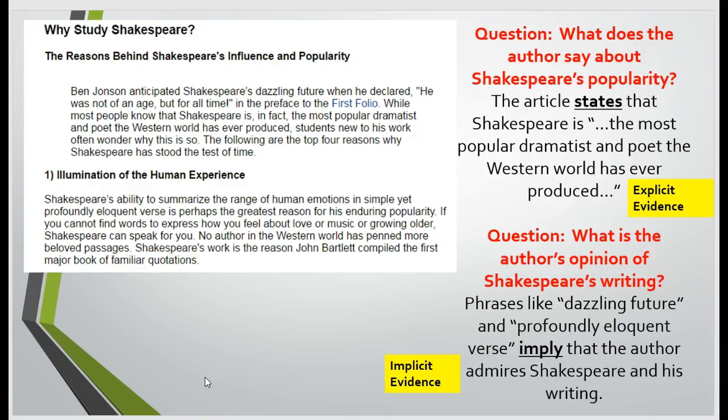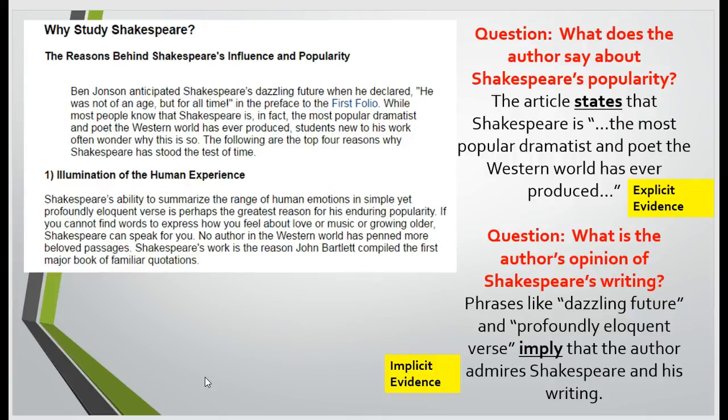Okay, so let's look at an example. Let's go back to the piece we looked at before. Why study Shakespeare? The reasons behind Shakespeare's influence and popularity. This is informational text, okay? And let's say the question is, what does the author say about Shakespeare's popularity? So let's look at the very first paragraph.